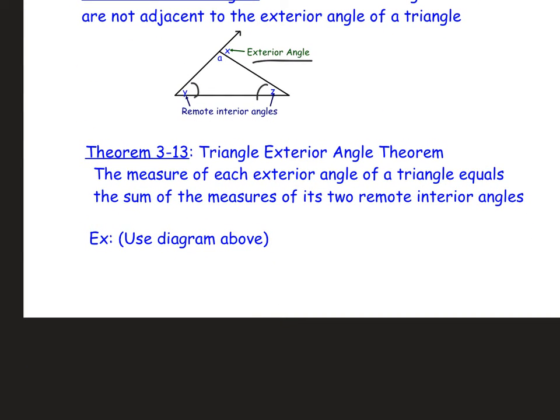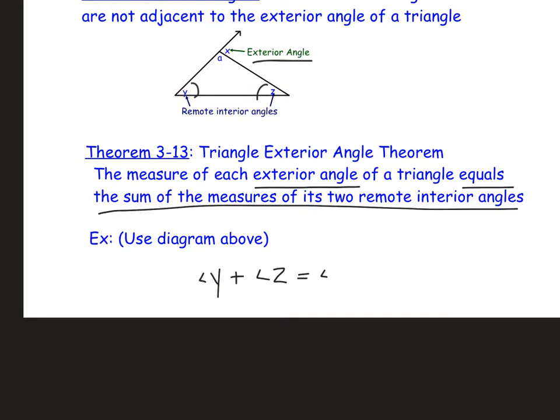So our next theorem is the triangle exterior angle theorem. And what this says is that the measure of each exterior angle is equal to the sum of its two remote interior angles. So if you look at the diagram above, what that's going to mean is angle Y plus angle Z is going to be equal to angle X.